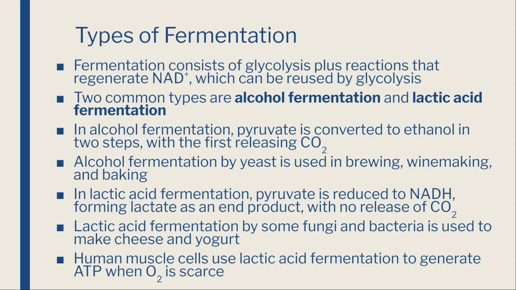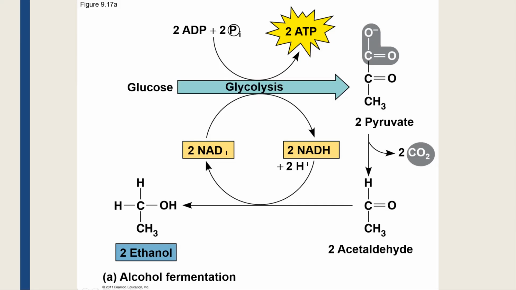And there are 2 types of fermentation. There is alcohol fermentation and there is lactic acid fermentation. If we take a look at each of these, the first one is alcohol fermentation, and some organisms will do alcohol fermentation and some organisms will do lactic acid fermentation. Alcohol fermentation we'll see in yeast and some bacteria, and that is what we use to make things like beer and wine and alcoholic beverages. We are using those organisms like yeast to make the alcohol.